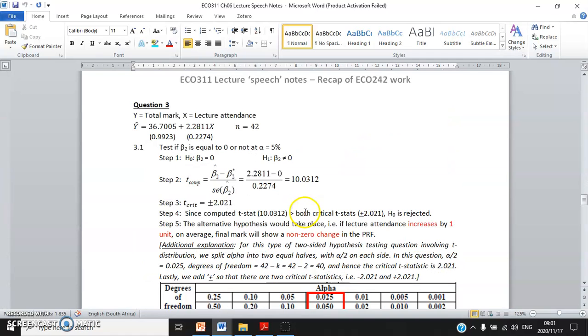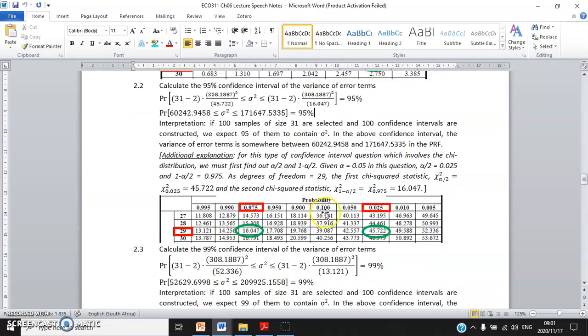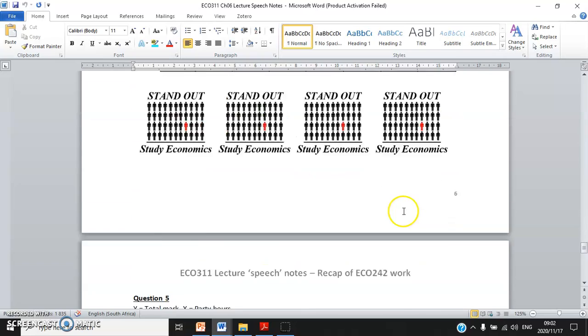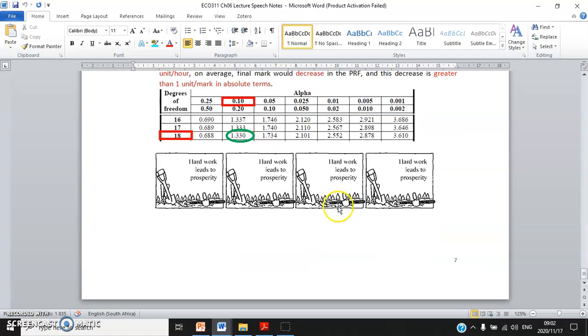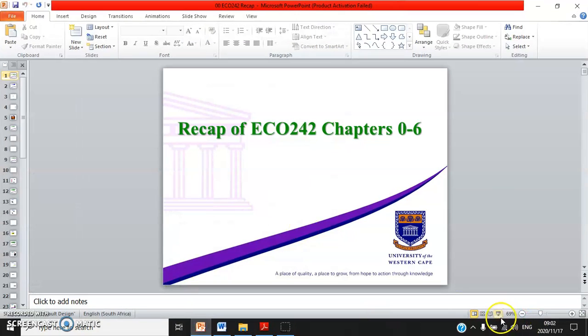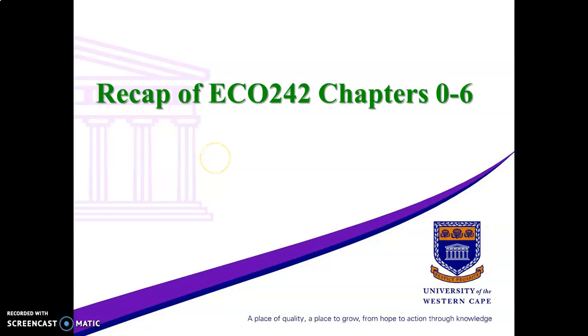And then the last type of revision question relates to hypothesis testing. Remember, there are three types of hypothesis testing involving the T-table: two-sided, one-sided left tail, and one-sided right tail. And then in the second video, I'm going to refresh your memory further on hypothesis testing questions. But now I can go through the lecture slides. And again, as I mentioned before, I'm not going to go through every single slide. This is not the intention of the videos.